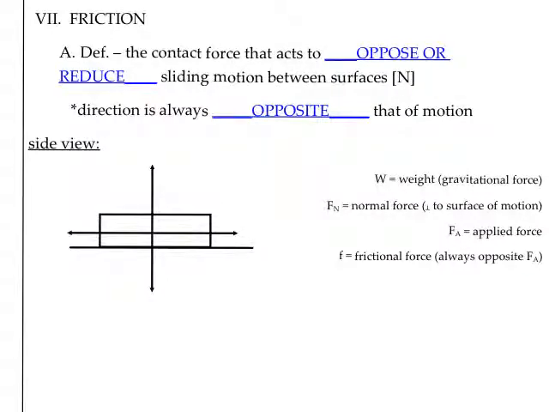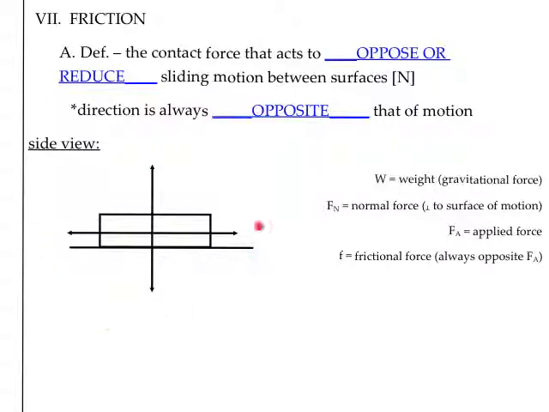Today's topic is friction. The definition for friction is the contact force that acts to oppose or reduce the sliding motion between surfaces. The N right here is to remind you that it's measured in newtons, and then I put a little asterisk to remind you that the direction of friction is always opposite to the direction of motion. And then remember, we also talked about friction being parallel to the surface as well.